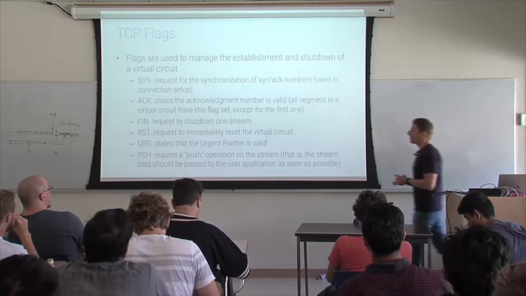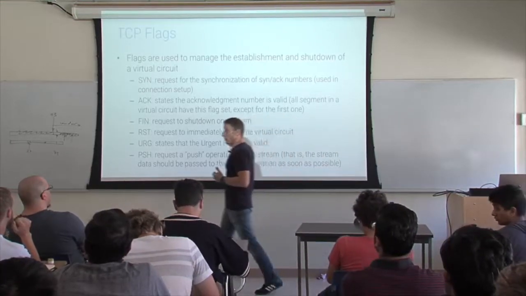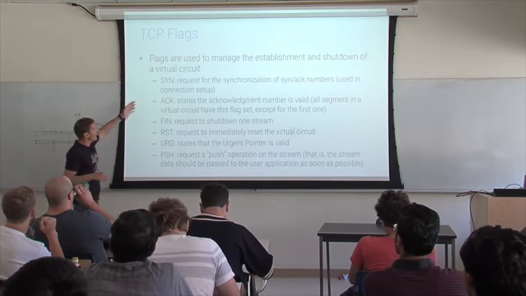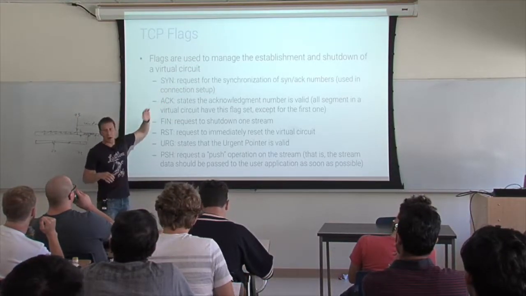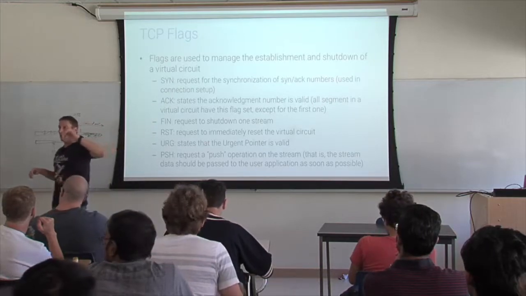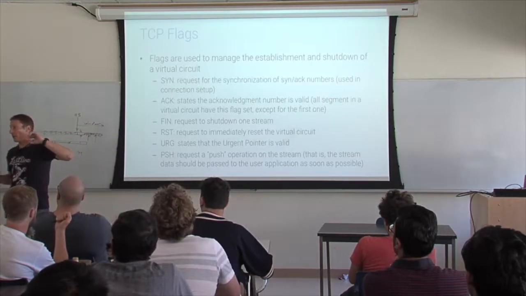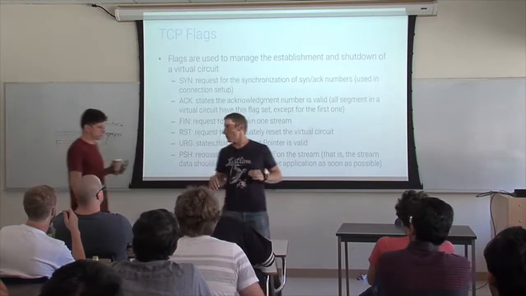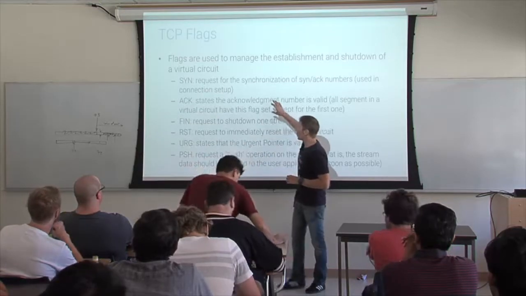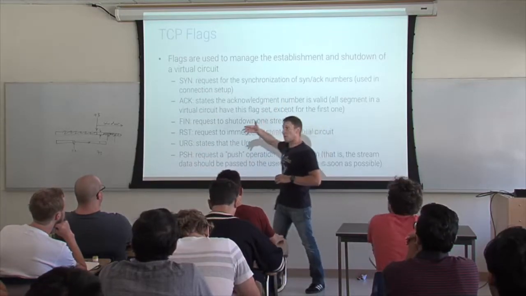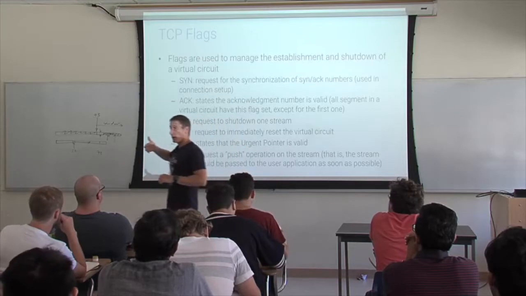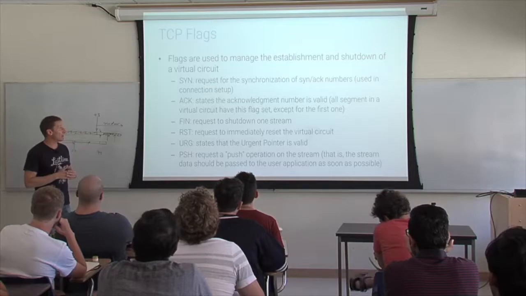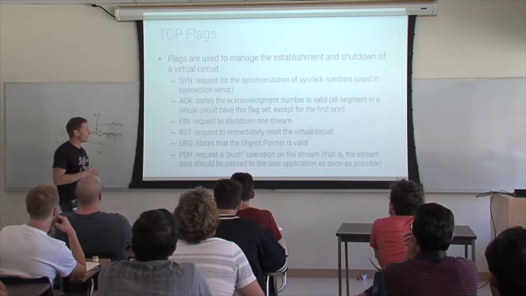So the most interesting part of TCP are those flags that you saw. The SYN flag marks the request of synchronization of the SYN and ACK number, and specifically represents the first packet in a connection request. The ACK flag states that the acknowledgement number is actually valid within the packet. And as we will see, all packets except the first have the ACK flag set.